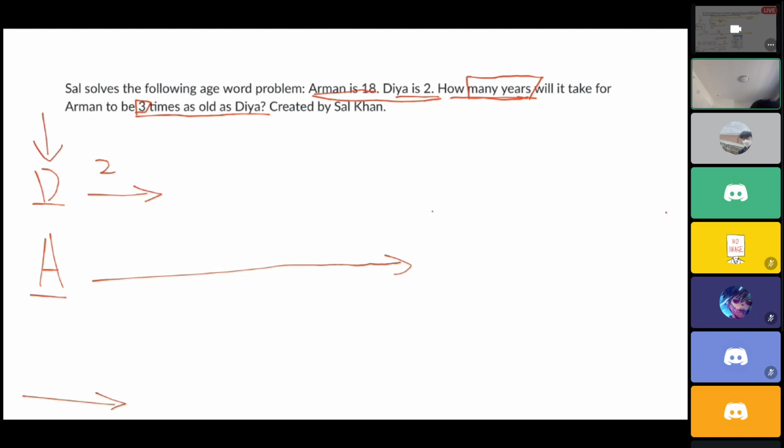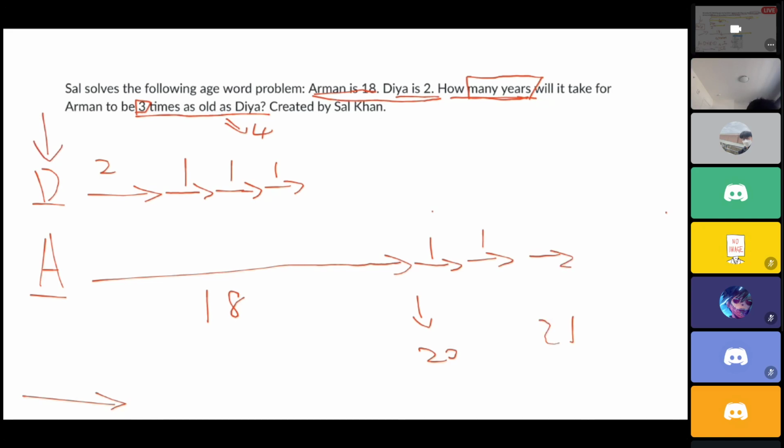So 18, right? And 2, right? When you go after 1 year, that's going to be 1. You add 1 on both sides, right? Does everyone understand this part? And then another year, this goes to 20 and this goes to 4, like 2 years after. And then 3 years, this goes to 21 and this part goes to 5, right?